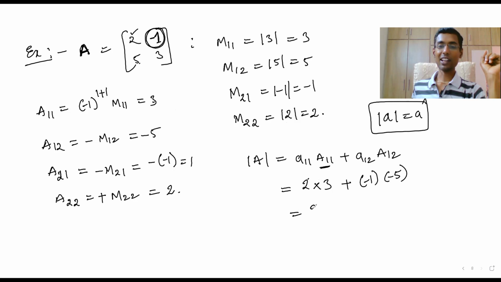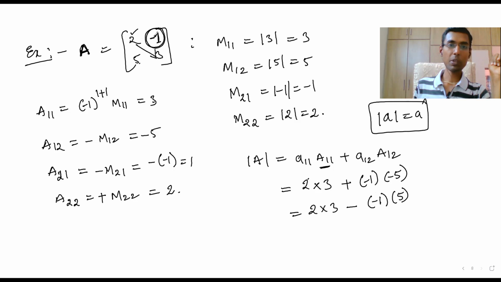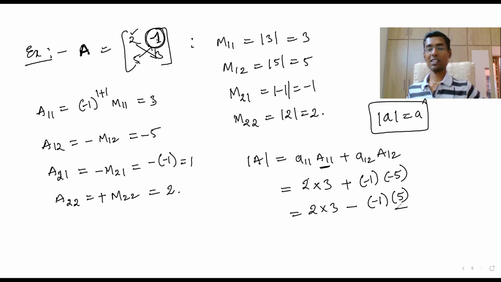So this is AD minus BC. What is BC? Minus 1 into 5. This is AD, and this is BC, minus 1 into 5. Like that only we get AD minus BC. Hope you got it, right? Yes, sir. Got it.